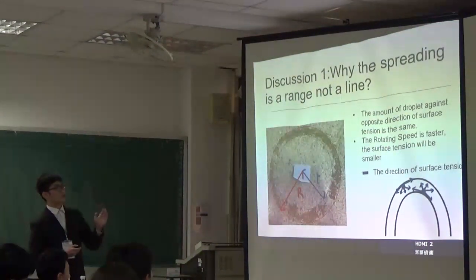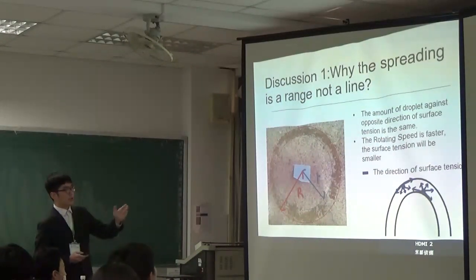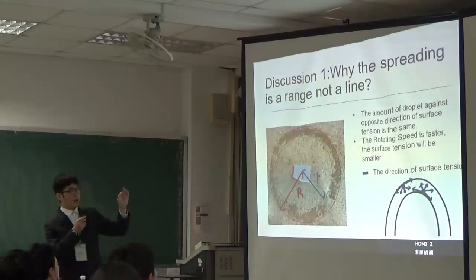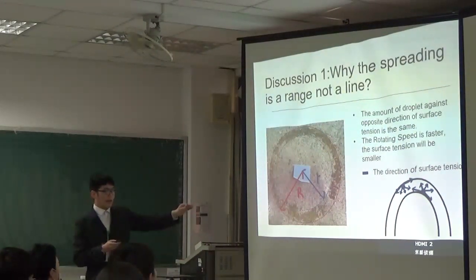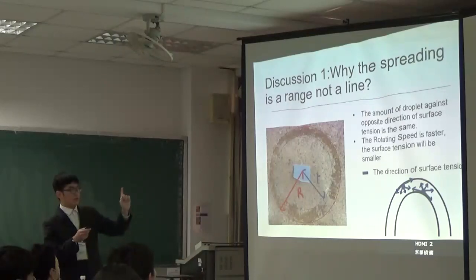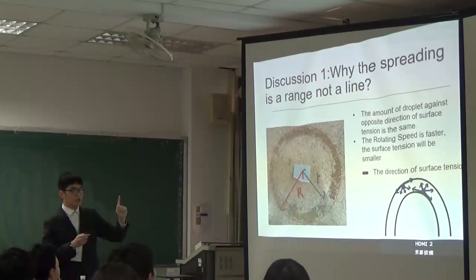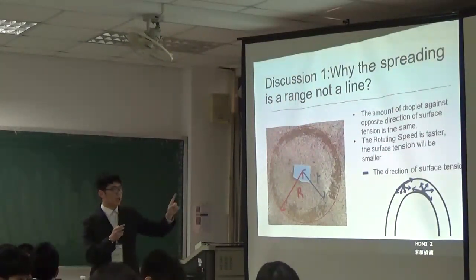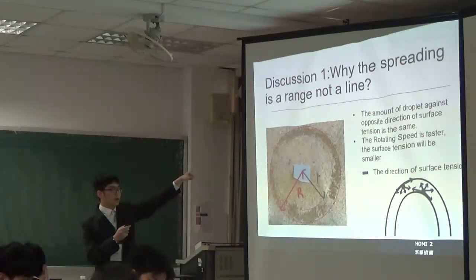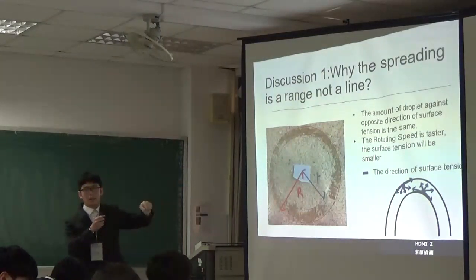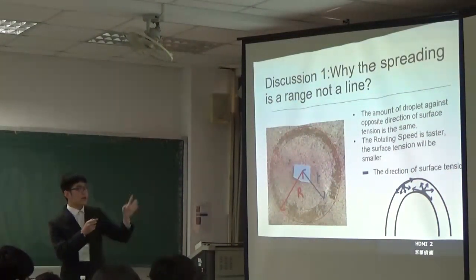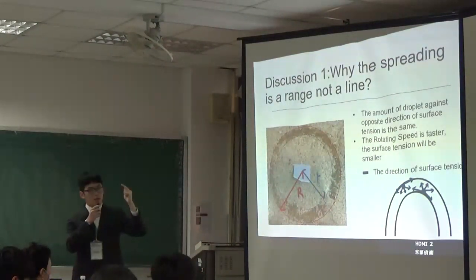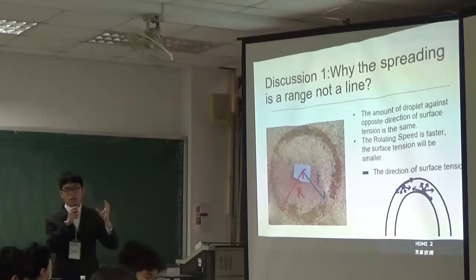And for the first discussion, why is the spreading a range, not a line? In this picture, it is an ideal water flow. So if the water can go against the surface tension, it will create a range. So there will be a surface tension with a direction that goes up and goes down. So if the water can go against the surface tension that goes up, the spreading distance will be smaller than the initial spreading distance. And if it can go against the surface tension that goes down, then the distance will be larger than the original spreading distance.